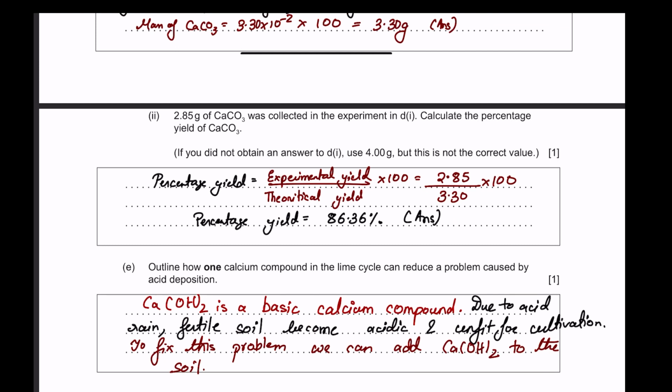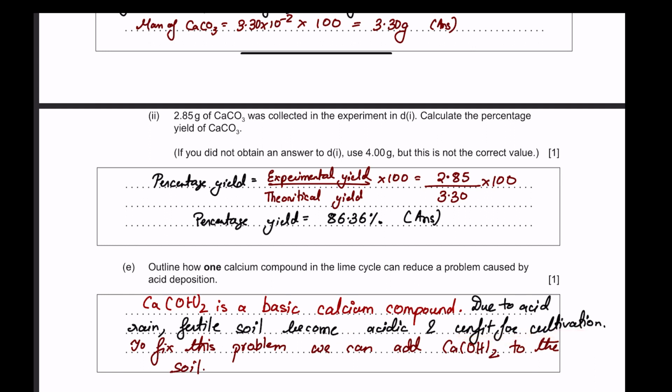Now we have to outline one calcium compound in the lime cycle that can reduce a problem caused by acid deposition. In the lime cycle, to reduce problems caused by acid deposition, obviously we need to use a base. Calcium hydroxide is a base, it's a strong base. Due to acid rain, fertile soil becomes acidic, and when the fertile soil becomes acidic, it becomes unfit for cultivation. So you can't grow crops on acidic soil.